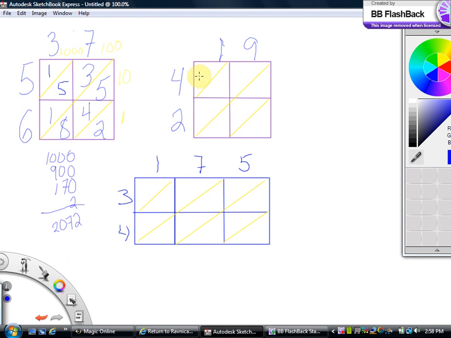Alright, let's do it over here. Once again, 1 times 4. Now if you don't have anything in the hundreds column, that's just going to be a 4. 9 times 4. 36. And stick with me because we're going to do the algebra too. 1 times 2 is 2, and 9 times 2 is 18.